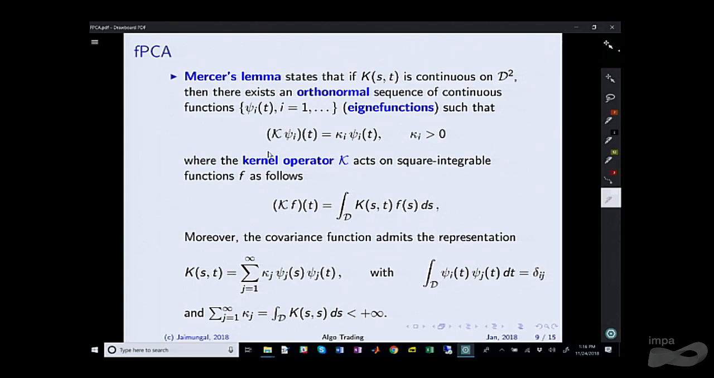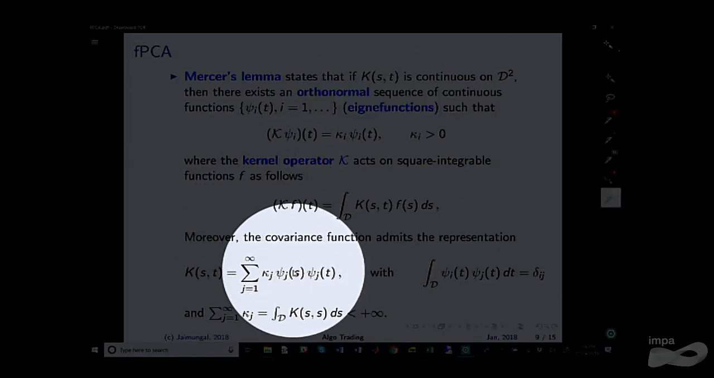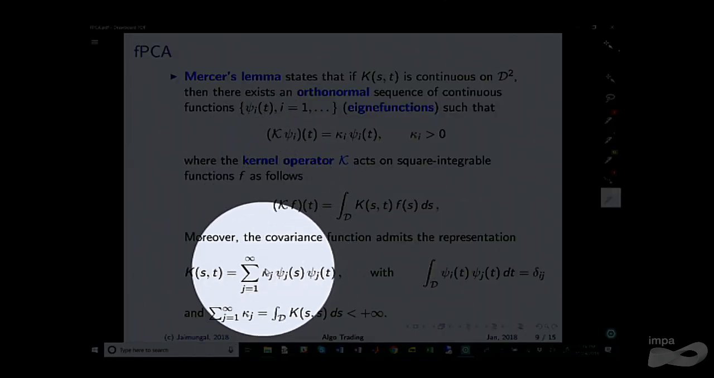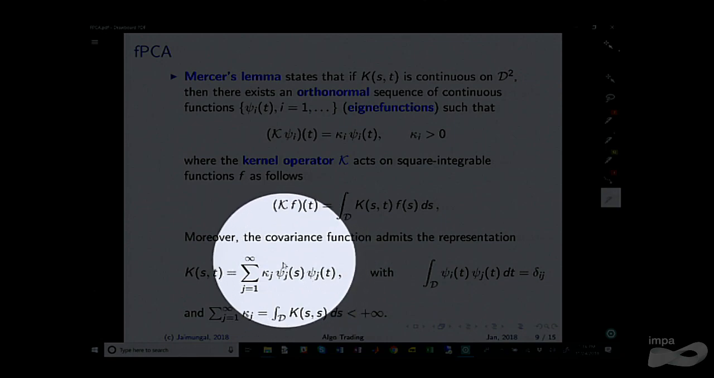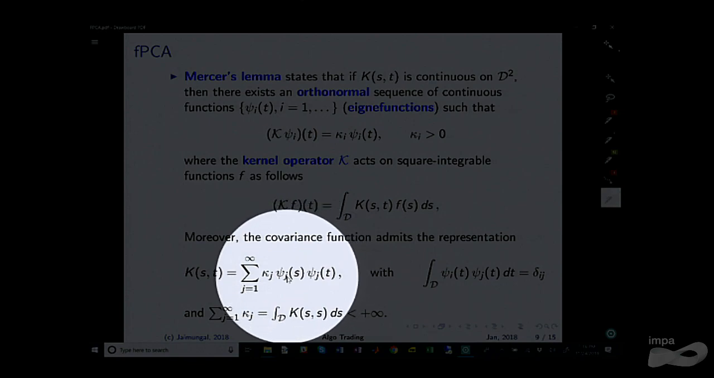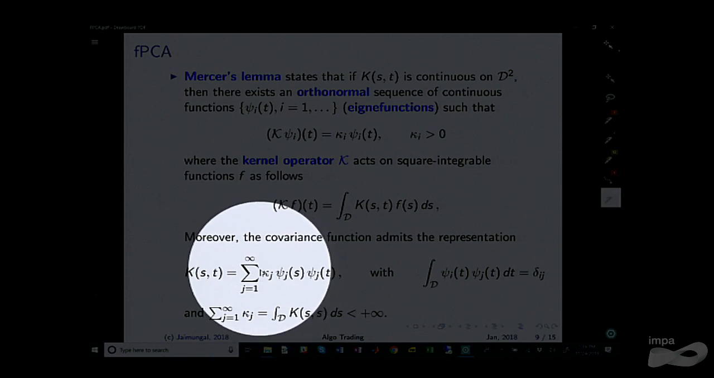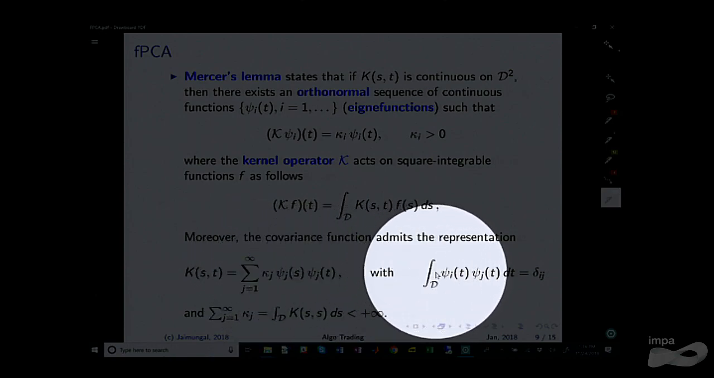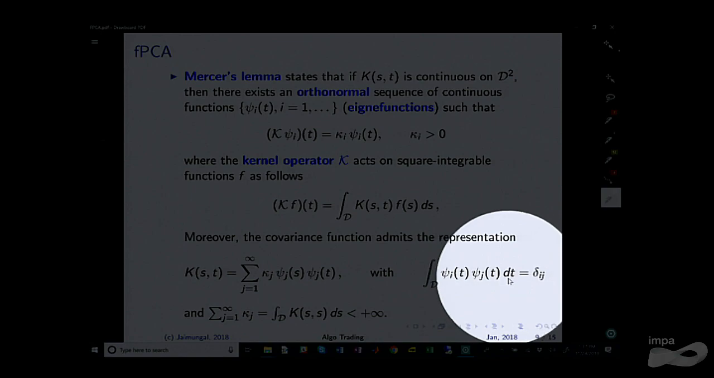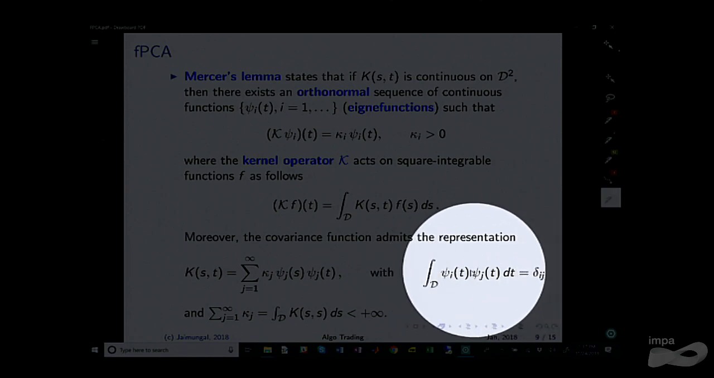So there's an interesting result. One thing that you have to show is that the covariance function admits a very nice representation where you can write k(s,t) in terms of the product of eigenfunctions at 2 different points in time scaled by the eigenvalue. And these eigenfunctions are orthonormal. So they integrate to 0 unless they're the same, i equals j.